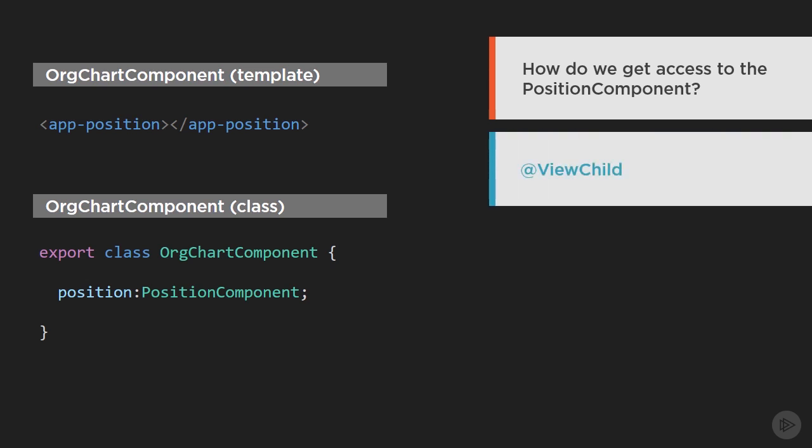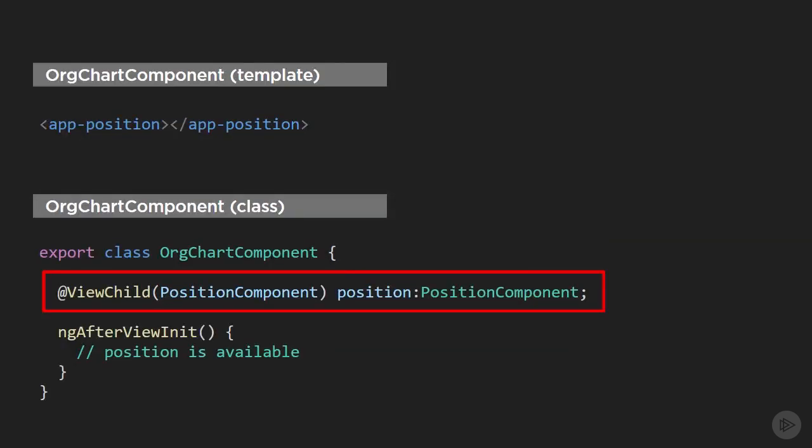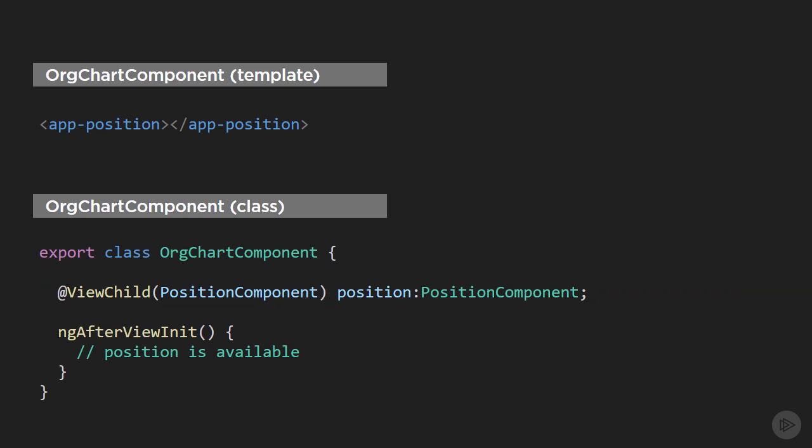We use the field decorator @ViewChild. And we see that here. We call @ViewChild, passing it the type position component. Then we have our position property name of type position component. So what @ViewChild does is it looks in the template and finds the first position component. In this case, it'll be this one right here, @position. And it will assign that to the position property.